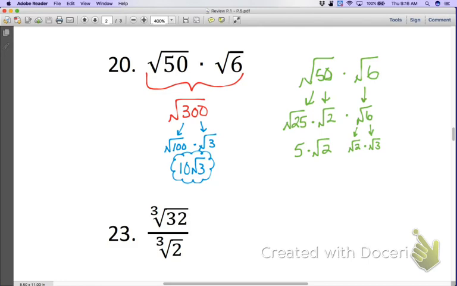Okay, so now you have 2 square root of 2s, so what's that going to do? What's square root of 2 times square root of 2 going to be? 2, right? So I'm right back to 5 times 2 times the square root of 3, which is still 10 times the square root of 3. Okay? So we got the same answer. It's really up to you as far as how you see it and what you do.